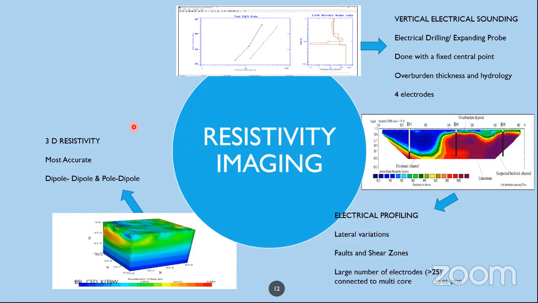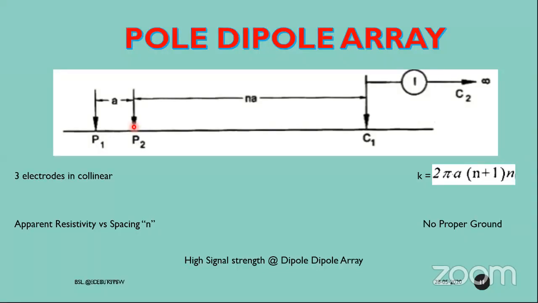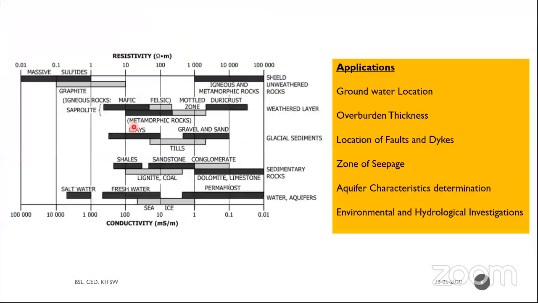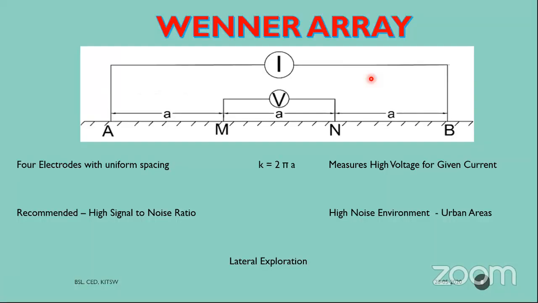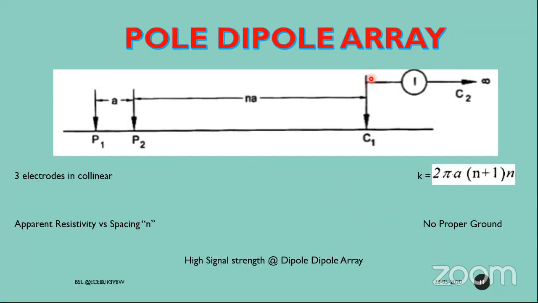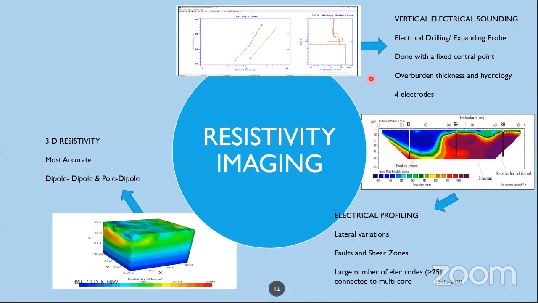Once my array is done, I'll fix all the electrodes, and these will be connected to my resistivity tomography system, which I showed you already. I'll connect to my tomography, then I start taking my readings. Once the readings are ready, you get this type of diagrams.